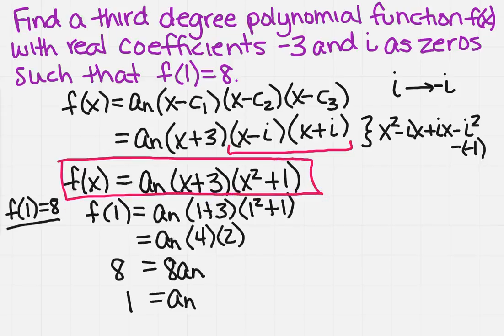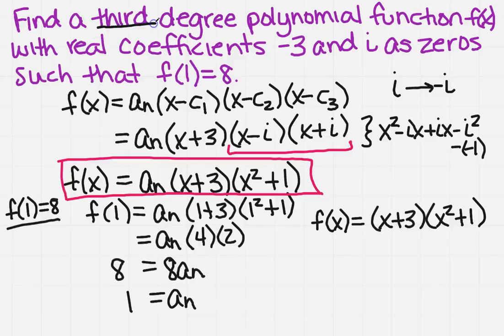So what I want to do is, in the one I just boxed in pink, I'm going to rewrite that with my coefficient of 1. So I'm going to get f of x equals x plus 3 times x squared plus 1. Now, the instructions said it had to be a third degree. Well, what I have is a third degree, but don't you think it would be easier to identify that it is a third degree if we were to use FOIL on this? So I'm going to go ahead and FOIL this out.